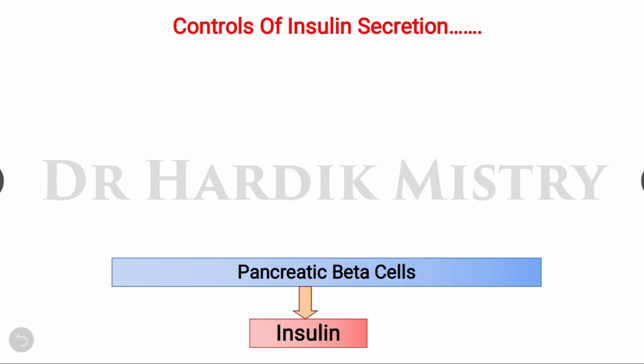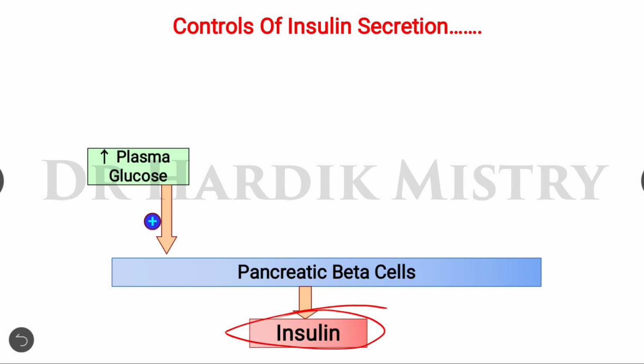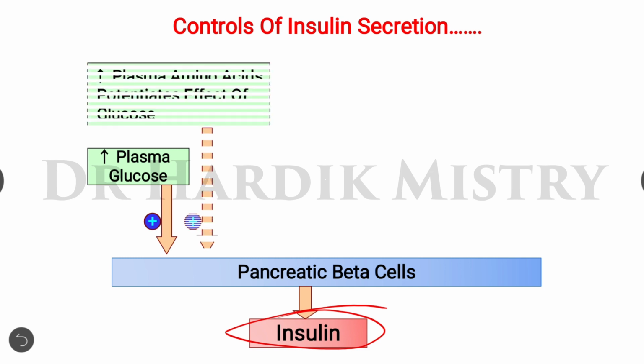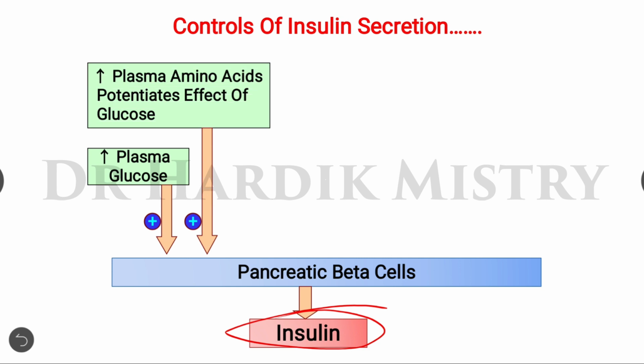Pancreatic beta cells secrete insulin when the plasma glucose level increases, so it is the main stimulus for the release of insulin. The second stimulus for the release of insulin is increased plasma amino acids, which potentiate the effect of glucose. That means the amount of insulin released with glucose alone is little, but when both glucose and amino acids act on the pancreatic beta cell, a greater amount of insulin is released.